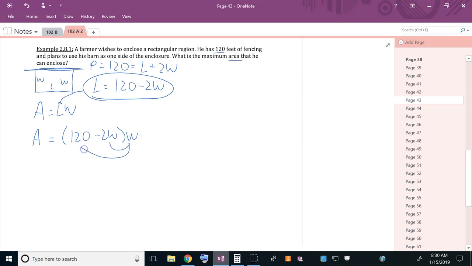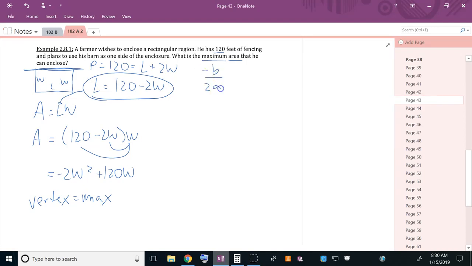Let's distribute that out. And I'm going to rewrite this so that the W squared term comes first, just to make things a little easier to see. Now that is a quadratic. We can see that pretty clearly now. And if we check our problem, we are actually looking for the maximum area. As we hopefully remember from a previous section, the maximum occurs at the vertex because this parabola opens down. So again, anytime we're asked for a maximum, we interpret that to mean find the vertex.